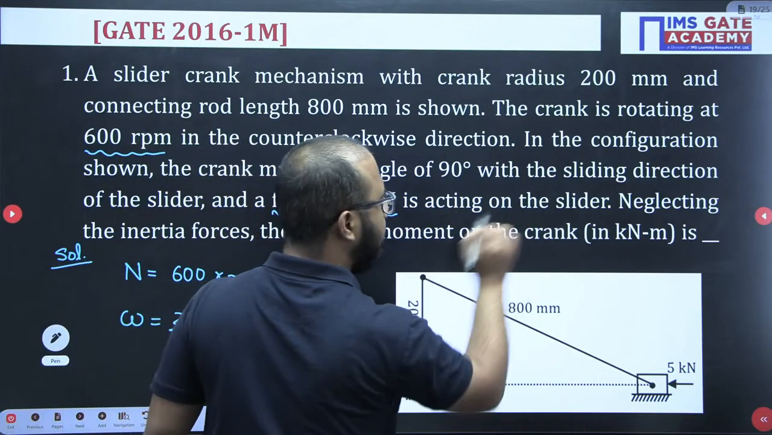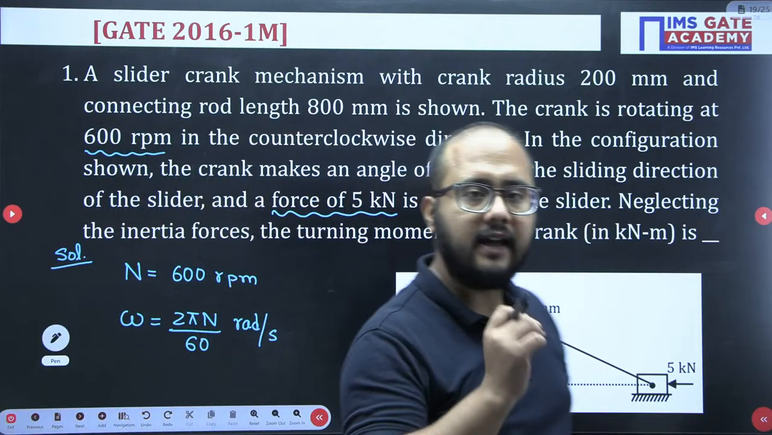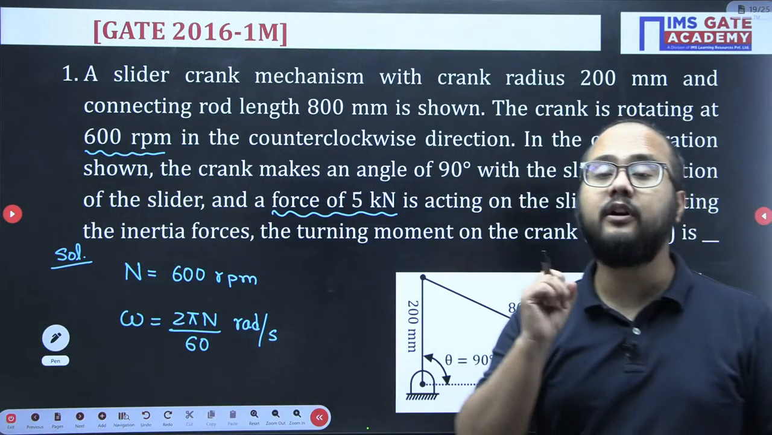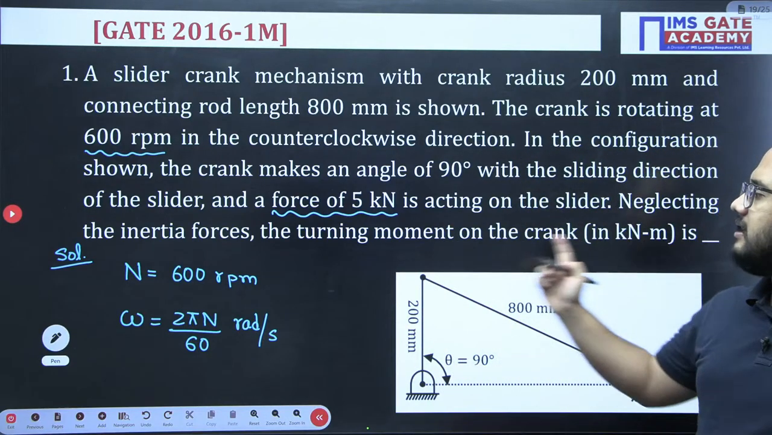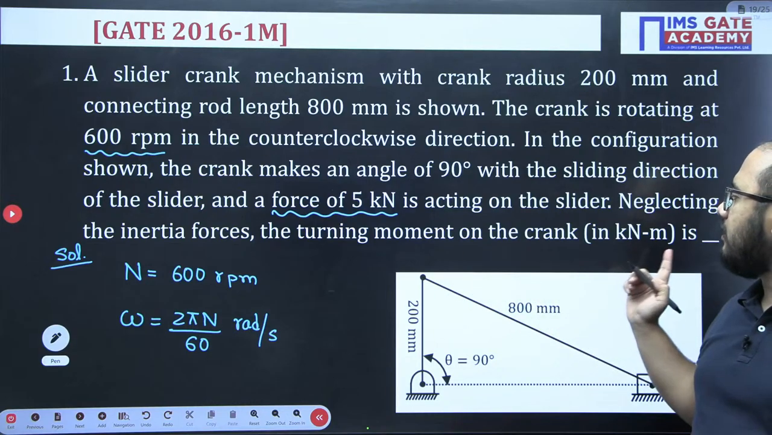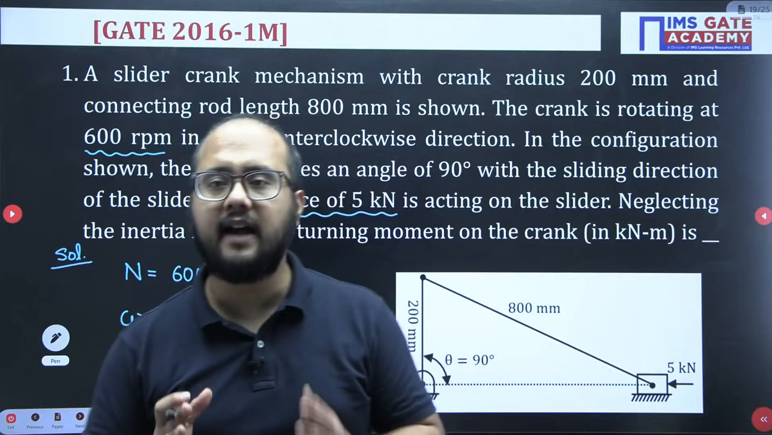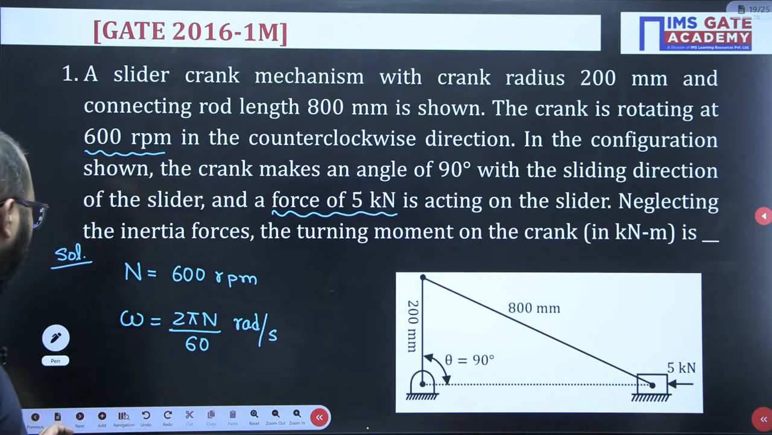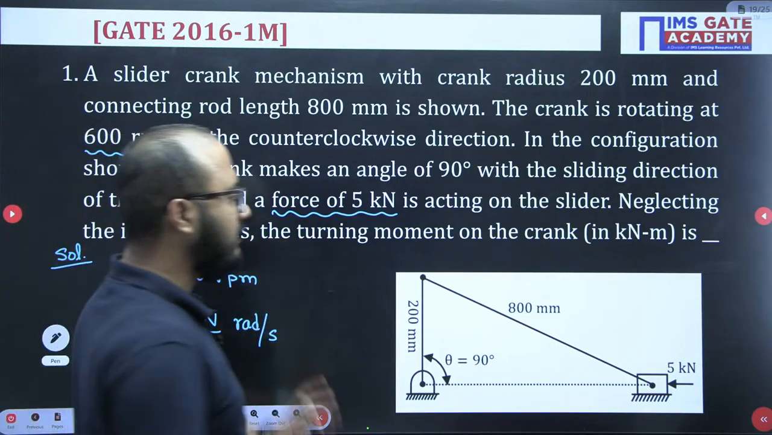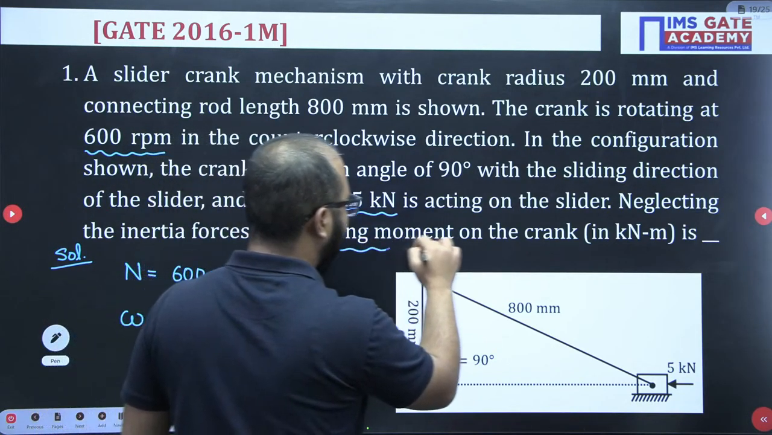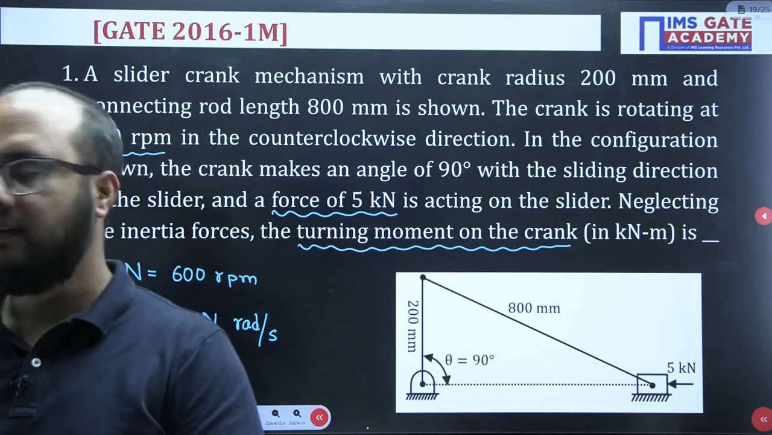A force of 5 kilonewton is acting on the slider. Okay, directly the piston effort value they have provided, which is 5 kilonewton. Neglecting the inertia forces, the turning moment on the crank is. Direct formula we have to use, okay? Directly, the formula we have to use for the calculation of this turning moment on the crank, right? So, please do it fast, everyone, and tell me your answers, okay?